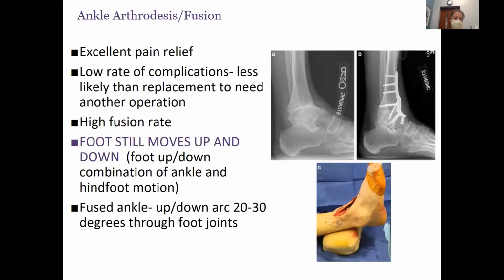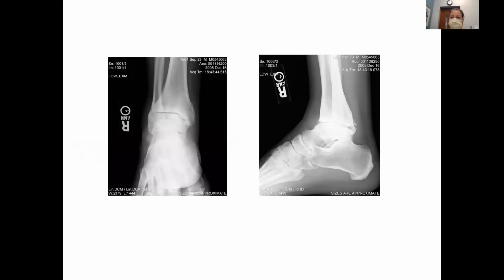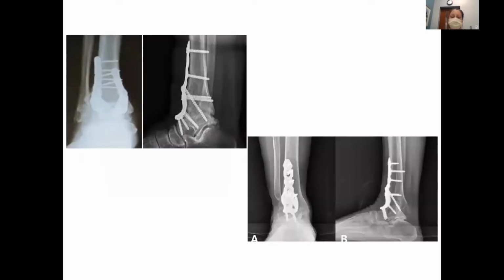And so here we can see examples of pre- and post-op x-rays of a patient who's had an ankle fusion. Unfortunately, the video is not working at the bottom. That still shows the ability to have 20 to 30 degrees of motion even after the ankle fusion. Here's another example of an end-stage patient with ankle arthritis, bone on bone, flattening, joint space narrowing, who went on to get an ankle fusion, doing quite well with plates and screws as seen here.